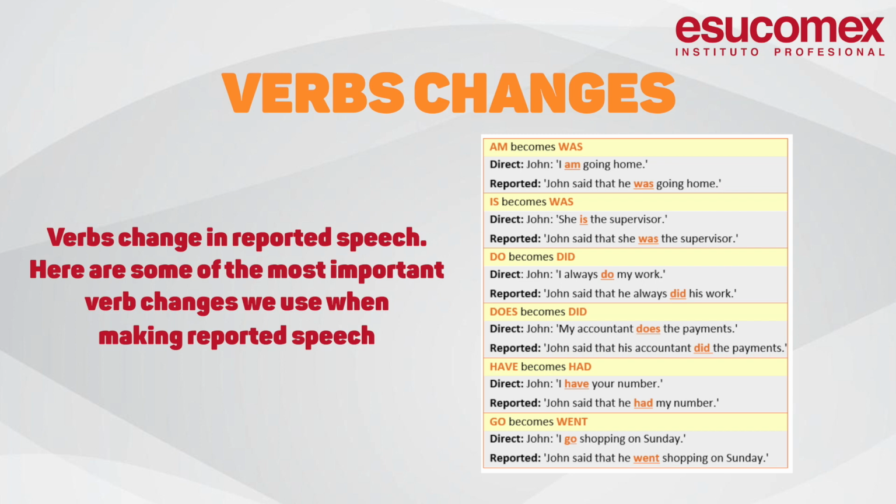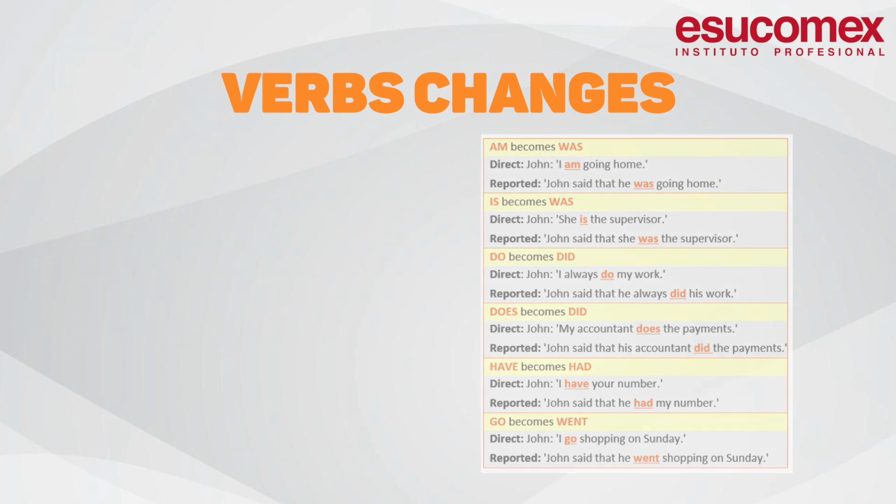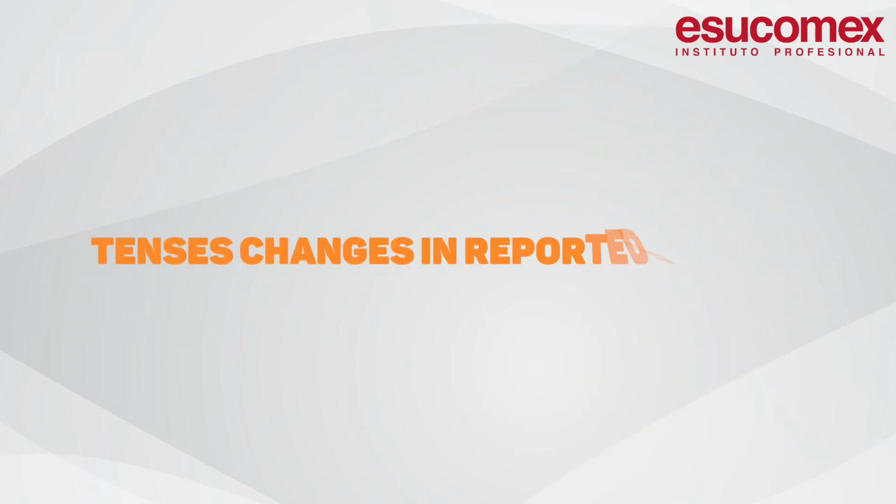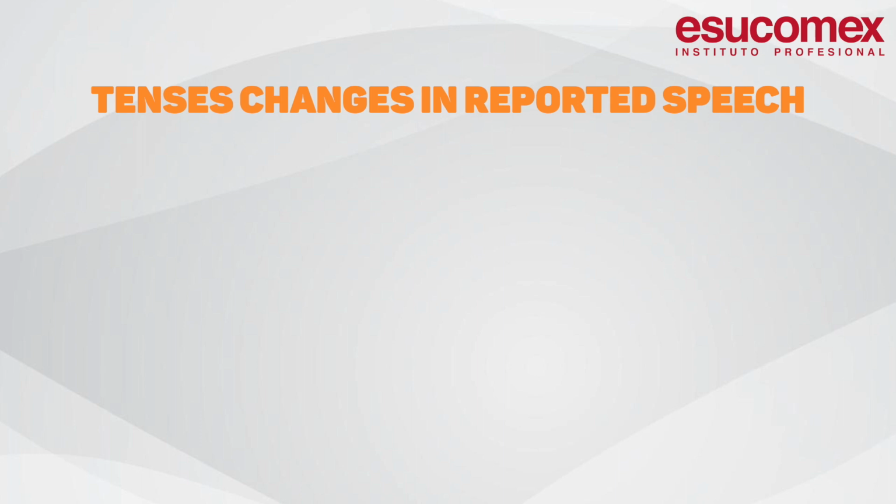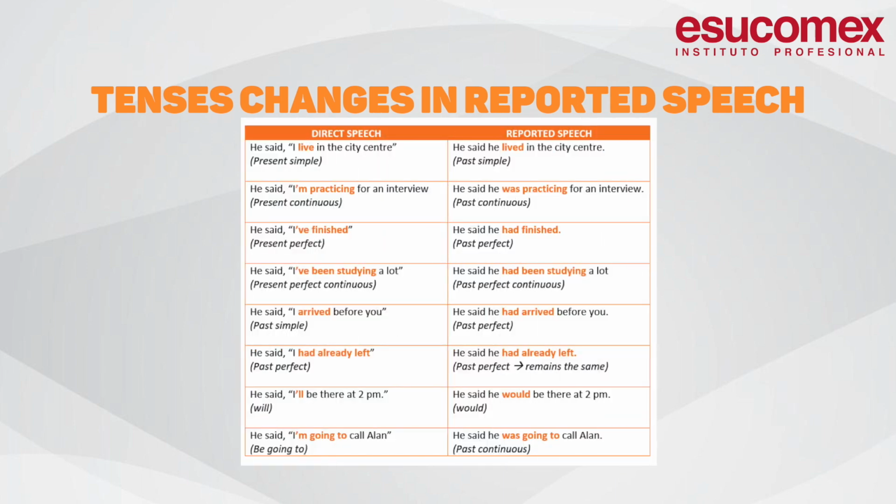Go becomes went. Direct. John: "I go shopping on Sunday." Reported: John said that he went shopping on Sunday. Tense changes in reported speech. As we mentioned before, tenses change in reported speech. Here you have some examples for the main tense changes in reported speech.